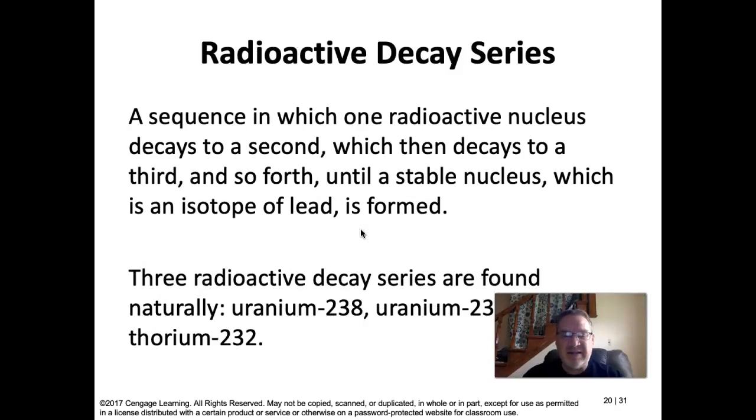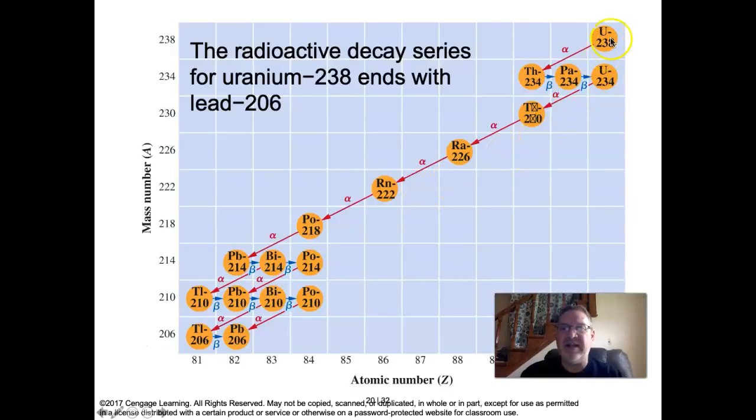There is a decay series, and I'm not going to go too much into it, but what you can see is, from uranium-238 working all the way down to lead-206, and lead-206 is one of those magic numbers. Here's the entire decay process that you would see.